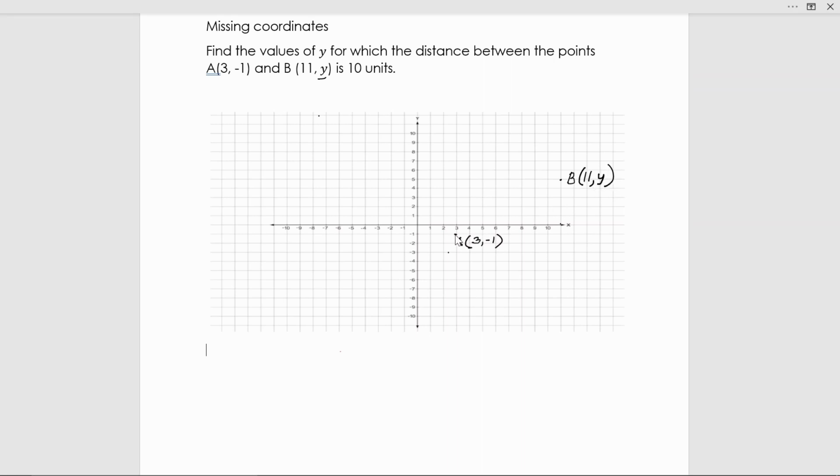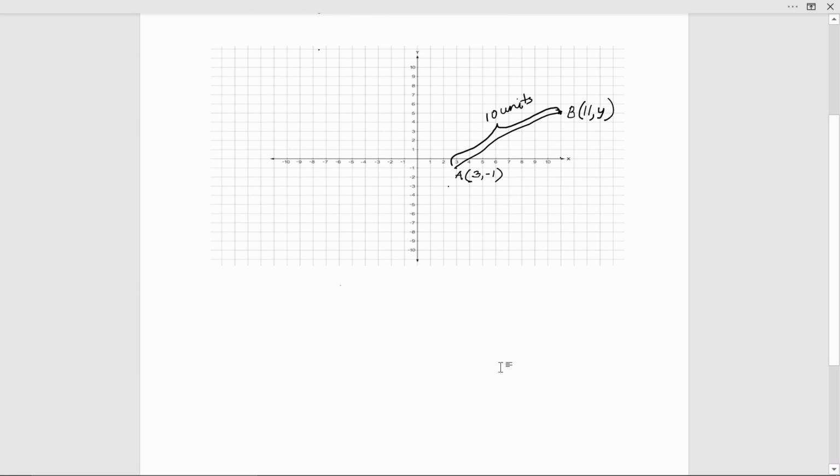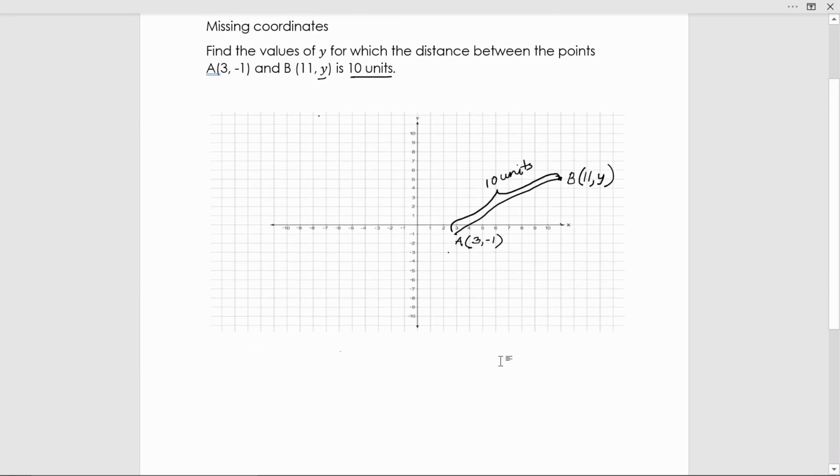If we join these 2 points by a line, it will give me a line like this. Basically we need to find this line, and in this problem they have given that the distance between these 2 points is 10 units. So this distance is my 10 units. With these given points, we will try to find the missing coordinate y, which is this one.